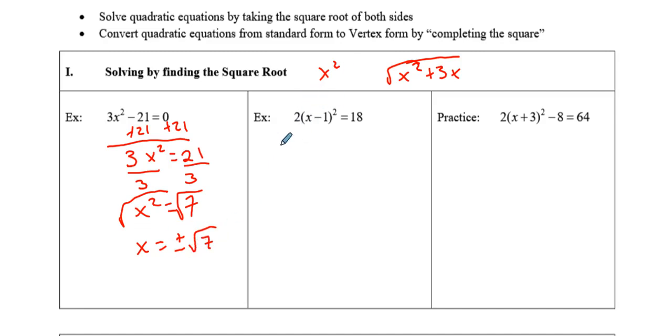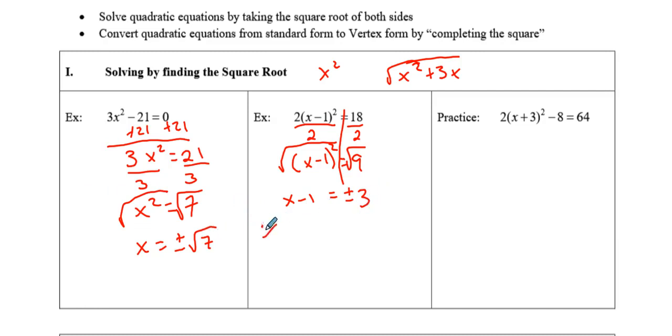Let's take a look at another example here. In this one, the x isn't squared, but it's inside of a parentheses that is being squared. So let's first isolate that parentheses by dividing by 2 on both sides. So we get the quantity x minus 1 squared equals 9. And then we'll square root both sides of that, and we get x minus 1 equals plus minus 3. All right, so anytime you have a parentheses with a square on the outside, if you take the square root, the inside of the parentheses doesn't change. But we will get a plus minus 3.